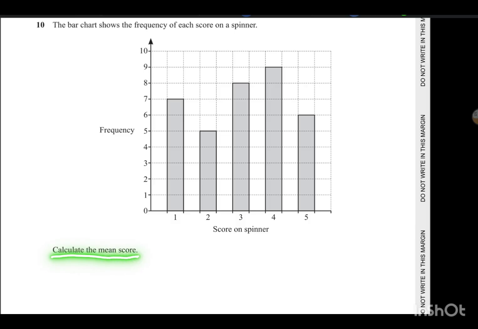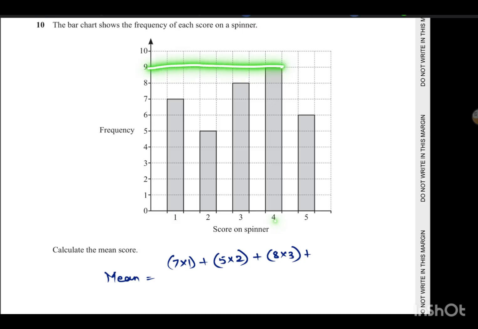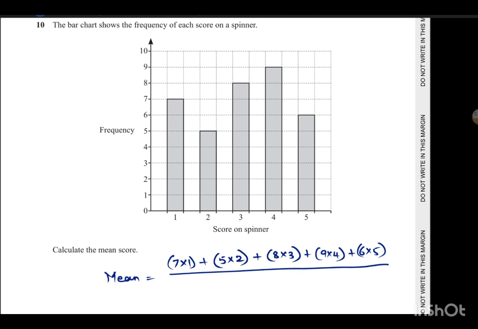Calculate the mean score. To find the mean score here, you will have to take the frequency of each score and multiply it with the score, then add all the products. 5 into 2, the score is 2, plus 8 into 3, plus 9 into 4, plus next is 6 into 5, and divide by the sum of the frequencies: 7 plus 5 plus 8 plus 9 plus 6.